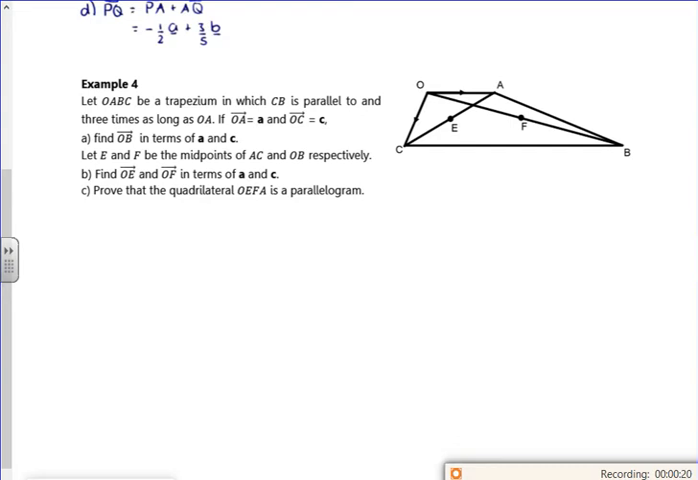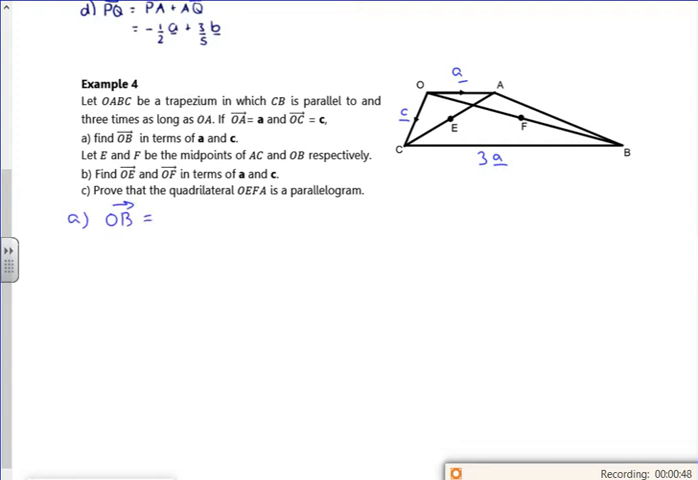So it must have a set of parallel lines. CB is parallel and three times as long as OA. So OA is a, so C to B must be three lots of a there. O to C is c, so be careful of the direction. So find O to B.